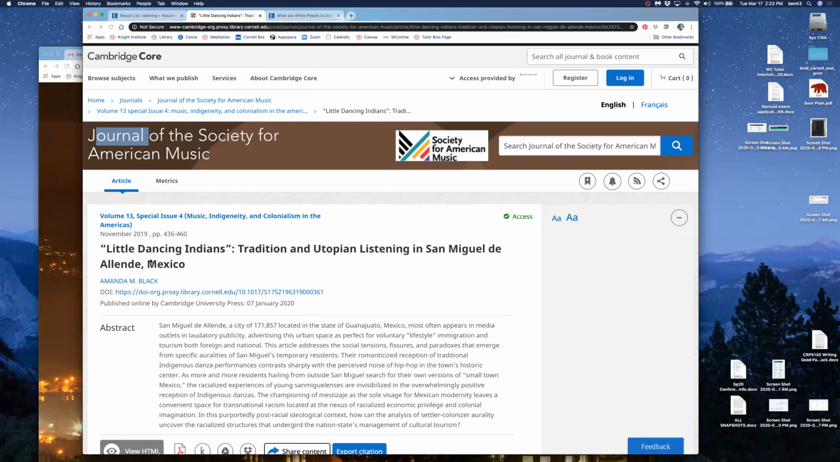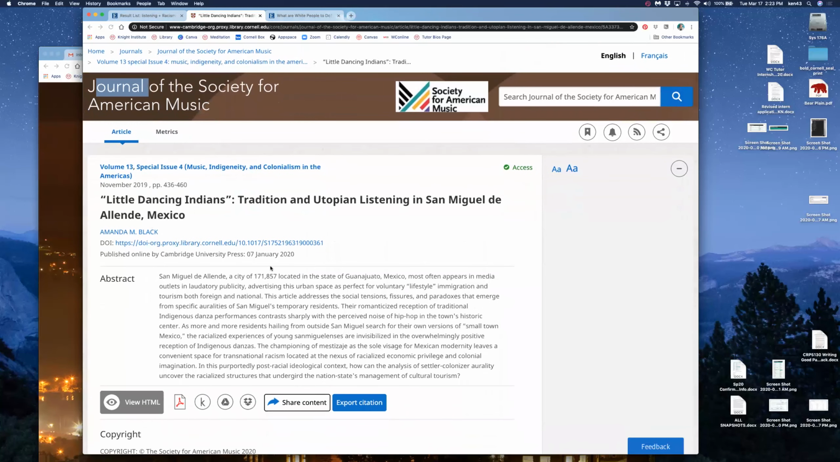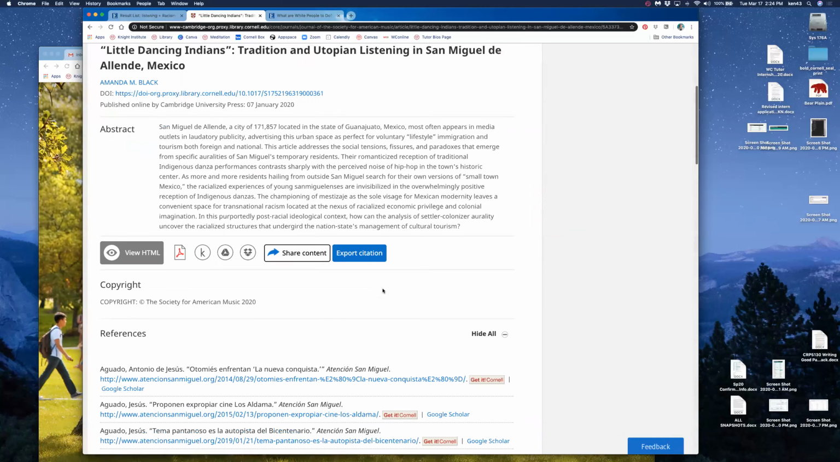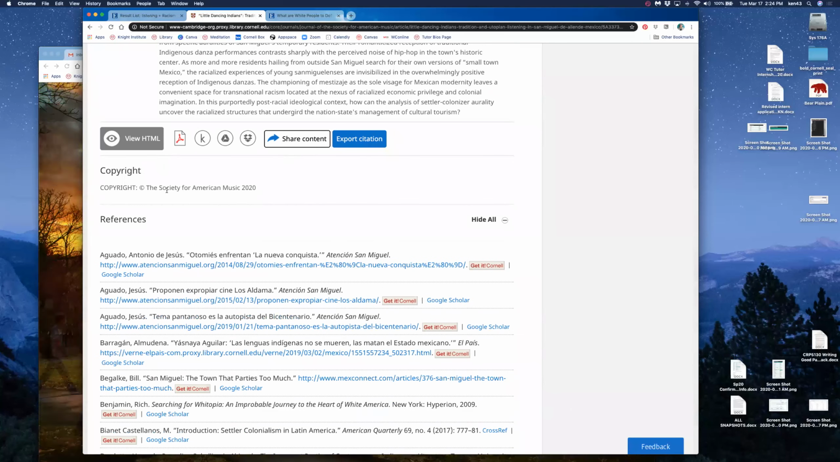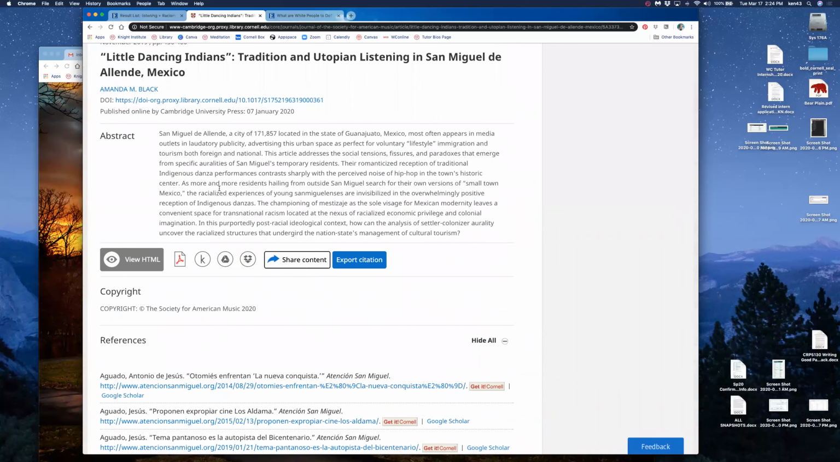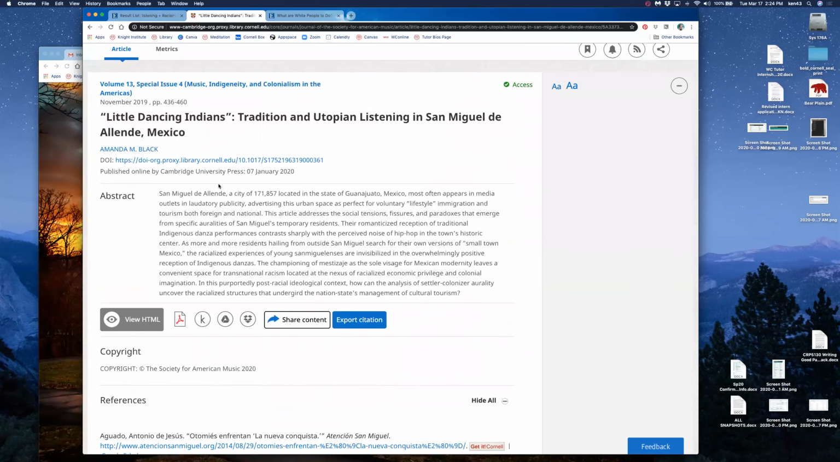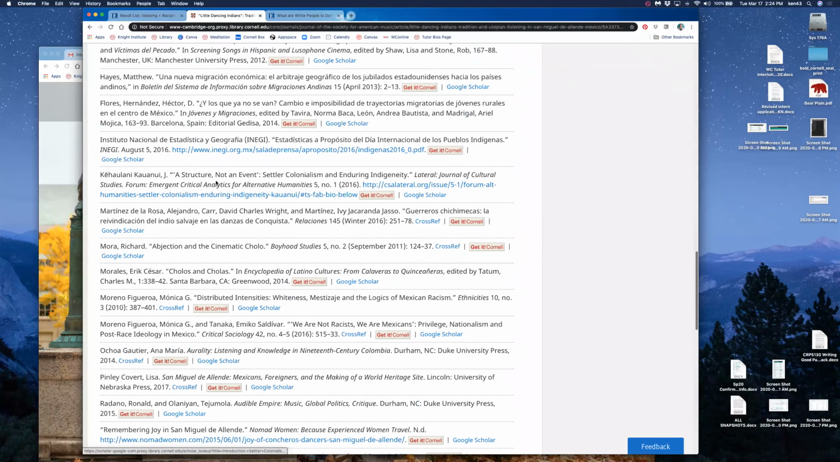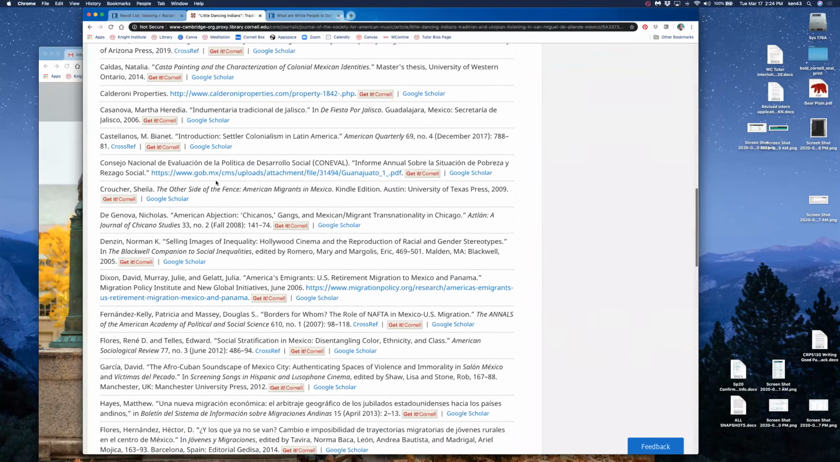Okay, so this article is about a specific type of listening in a specific context. And this is not the full thing. This is just the abstract. So you also have to be careful that you're looking at the full article. But you're also going to see all of these sources in a scholarly journal article.